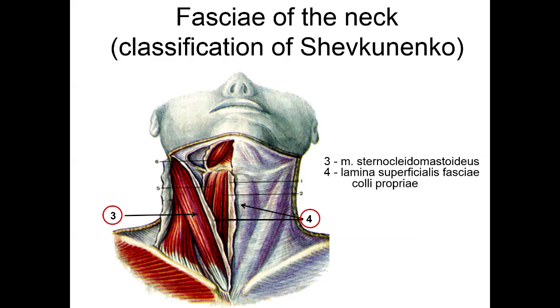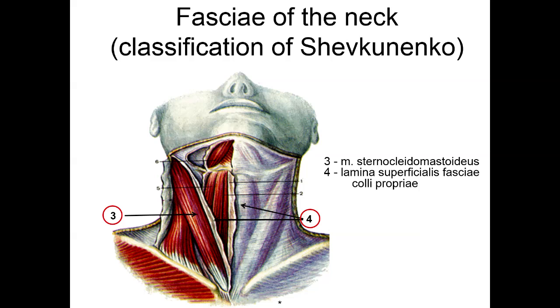So on the left side, this fascia was not removed, so we can't see the muscles, but only its relief. So lamina superficialis fascia colli propria covers musculus sternocleidomastoidus.